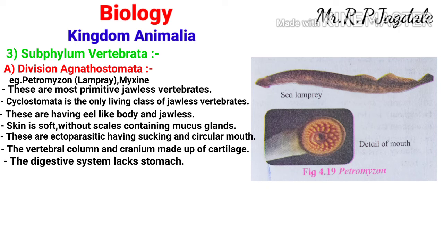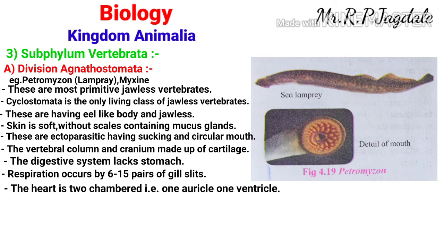There are gill slits for respiration. In these animals also there is a presence of gill slits for respiration. Generally 6 to 15 pairs of gill slits are there. The special characteristic feature is that the heart is two-chambered. In these agnathostomata animals, the heart is two-chambered, one auricle and one ventricle. So single circulation is there in these animals.